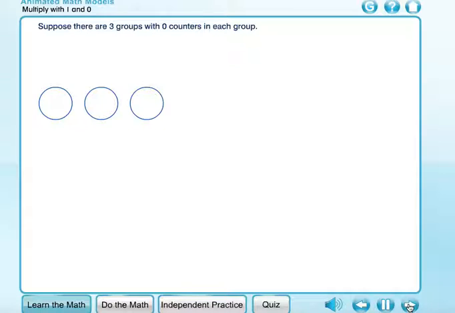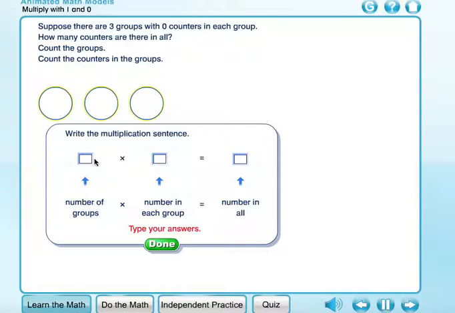Suppose there are 3 groups with 0 counters in each group. How many counters are there in all? Count the groups. 1, 2, 3. There are 3 groups. Count the counters in the groups. There are no counters in any group. Write the multiplication sentence. Type your answers.